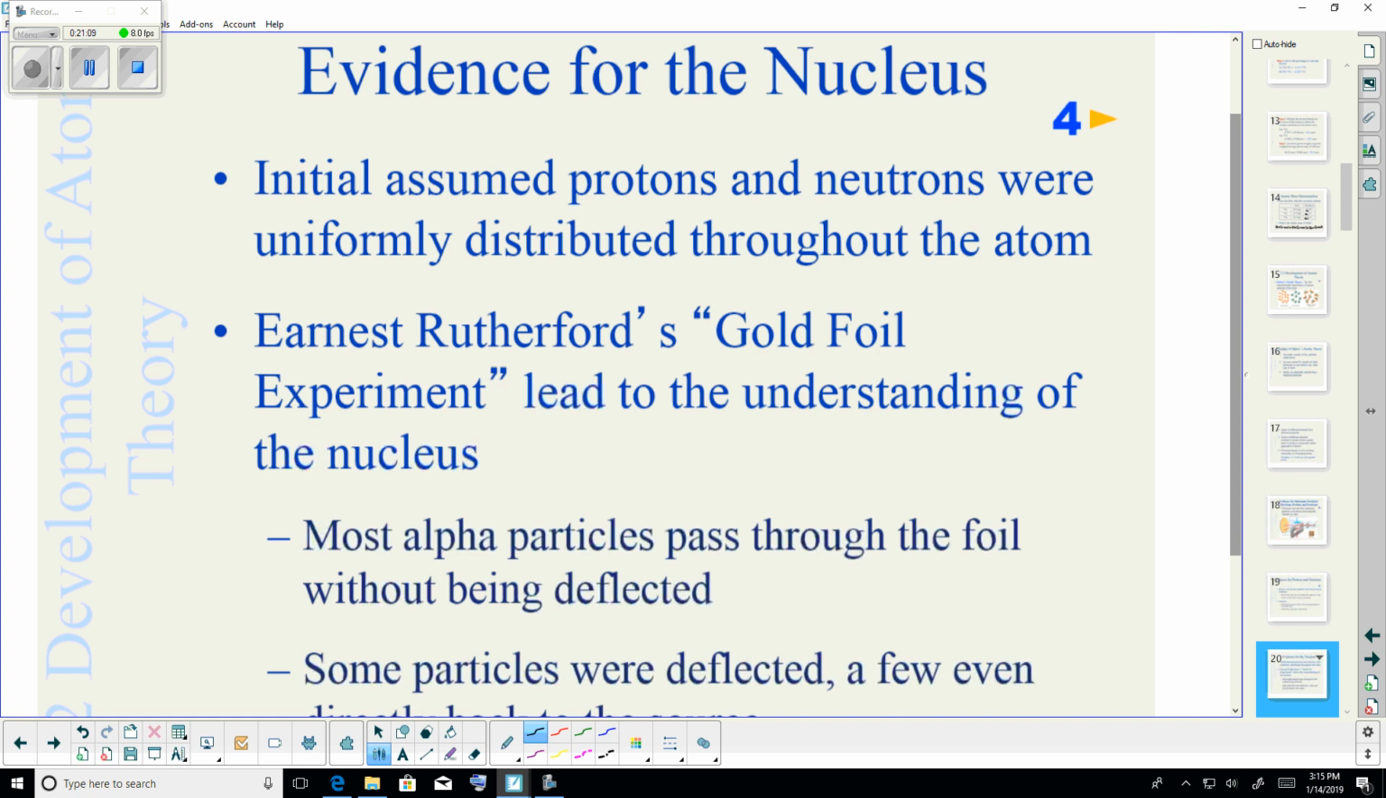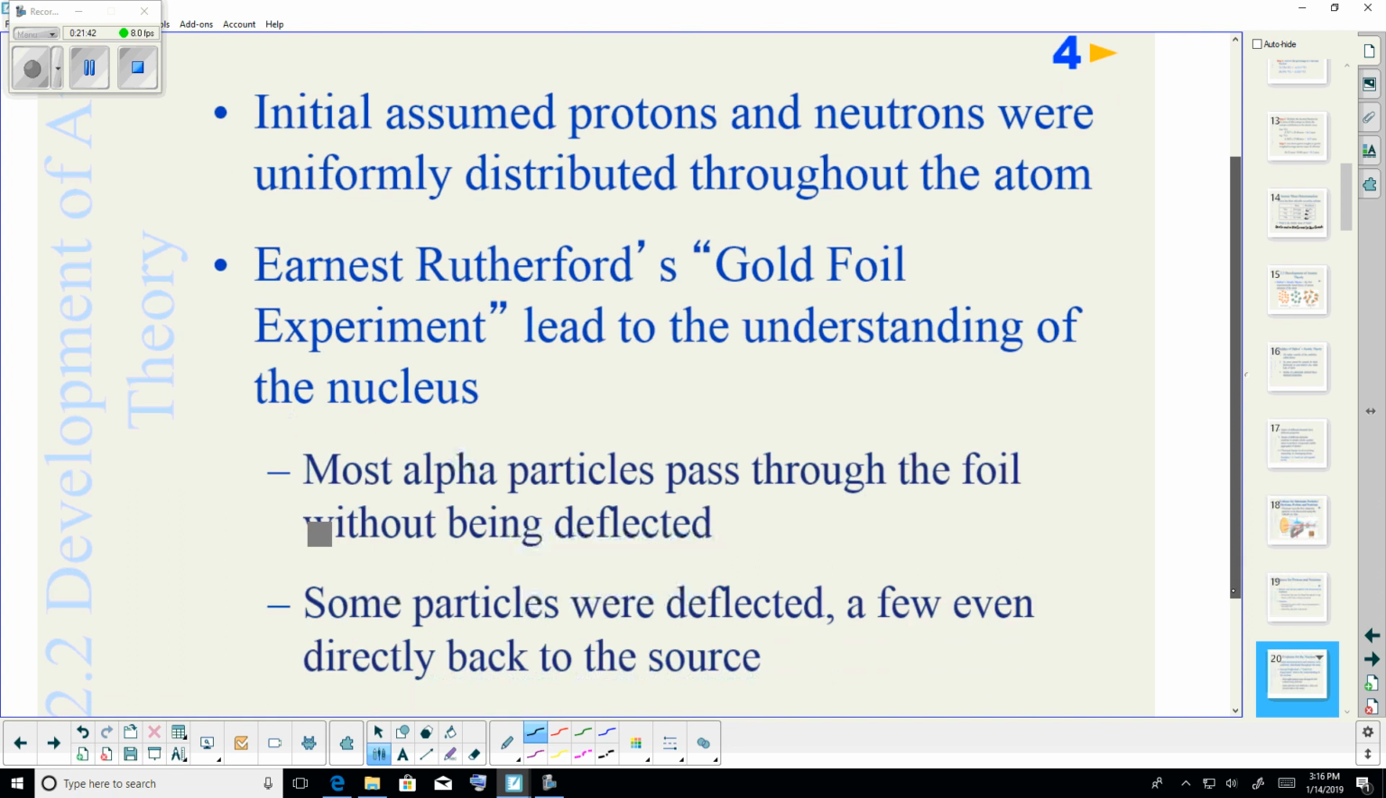So if this is the gold foil and I throw alpha particles, what should happen? It should bounce back, right? Why? Okay, it's not a tough question. Why did it bounce back? What is that? It's a wall. A wall is what? Solid. Thank you. Okay. So that's what you would expect.